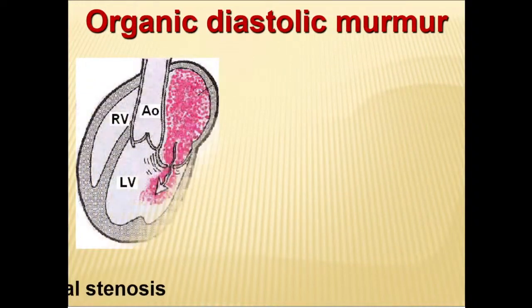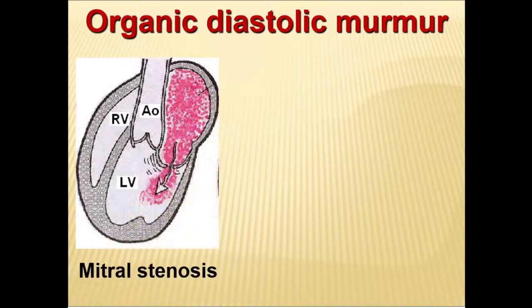A diastolic organic murmur is also caused by an anatomic defect. If it is heard over the heart apex, it appears due to narrowing of the mitral orifice, which restricts blood flow from the left atrium into the left ventricle. The cause again is pathological growth of connective tissue, which narrows the mitral orifice.